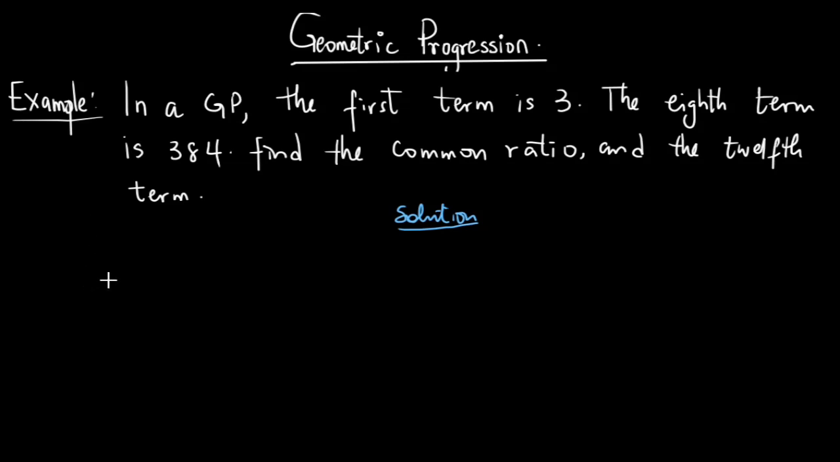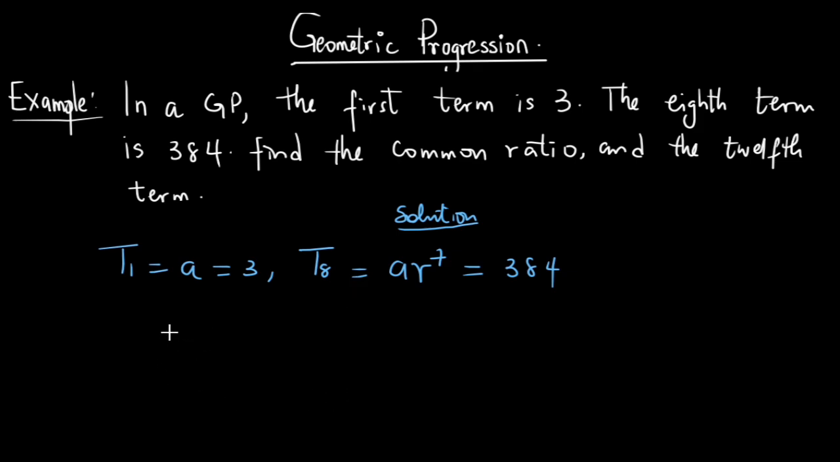All right, this is another example under geometric progression. In a GP, the first term is 3. That means T1, which is the same thing as A, is 3. Also, the 8th term is 384. The 8th term here simply means T8, which is the same thing as A times R raised to power 7, which the value is given to be 384. So we are asked to find the common ratio R and the 12th term.